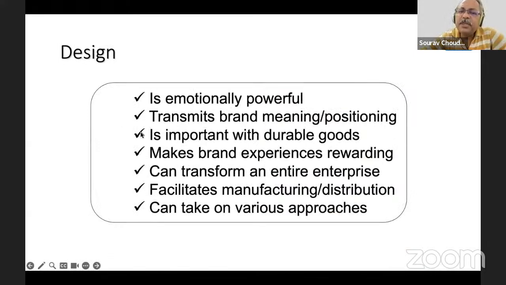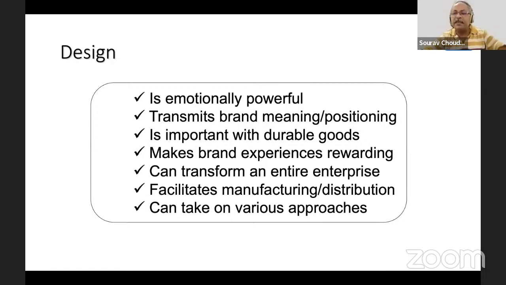Design is an emotionally powerful thing. Design preference actually comes from your heart. मुझे ये चाहिए, ऐसा चाहिए. It's an emotionally powerful thing. Transmits brand meaning and position. आपका जो brand का uniqueness है, जो हम लोग positioning में बात कर रहे थे, it creates a unique perception in the minds of the customer. So design is the first element that creates that unique perception.